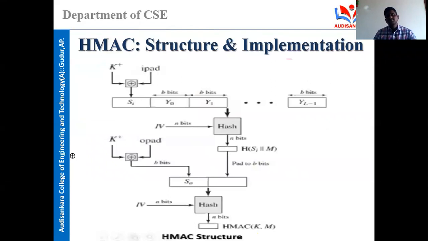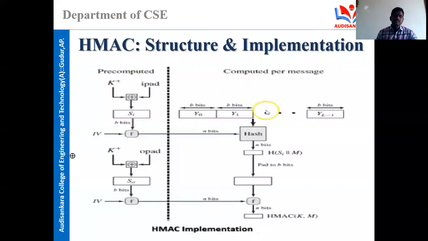See the structure. So this is the HMAC structure. Here we are taking the secret key, and this is some fixed value. We are performing the hashing, HMAC, here. You can observe this is the structure, and this is the implementation. The implementation part you can see in two ways. One is precomputed and the other is computed per message.